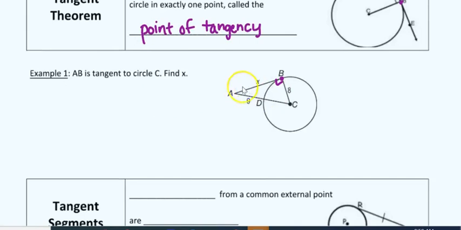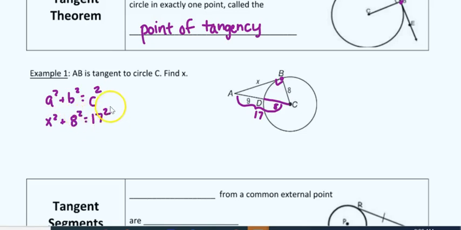Therefore, we're going to use the Pythagorean theorem to figure out what this is. The radius is 8 here, so you've got to know that the radius is also 8 here. So this total amount of hypotenuse is 17. We'll use a squared plus b squared equals c squared. So we have x squared plus 8 squared equals 17 squared.